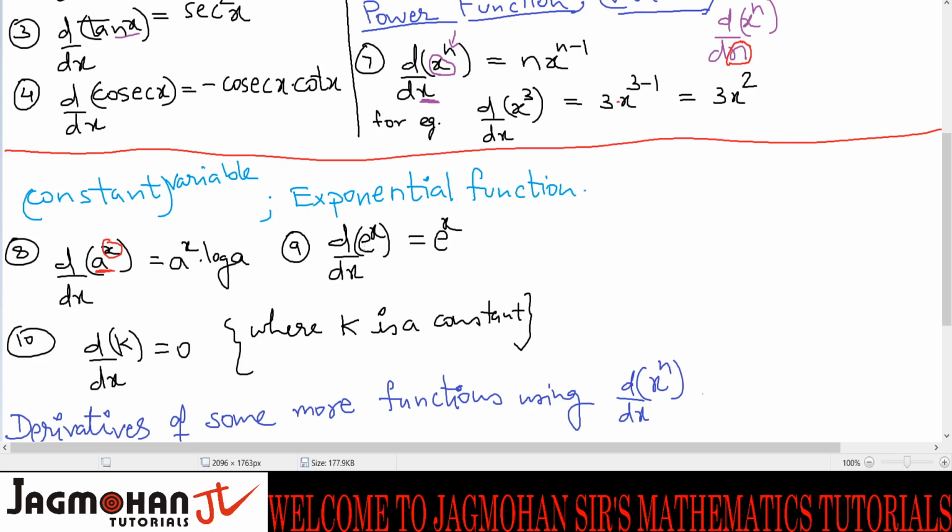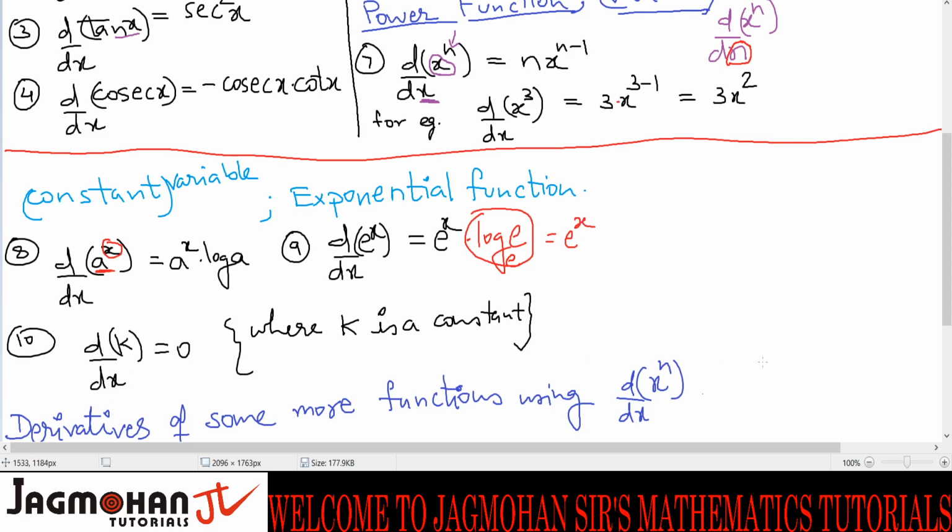Then ninth is d by dx of e raised to x. This is again constant raised to variable, but then e is a specific constant. So d by dx of e raised to x will be e raised to x into log of e. But what happens is this base here is again e. Whenever you do not write the base, it is considered as e. So base is e, because of which this value will be 1. So you have e raised to x into 1, which is equal to e raised to x. So d by dx of e raised to x is e raised to x.